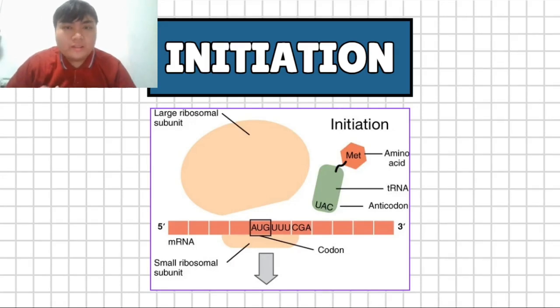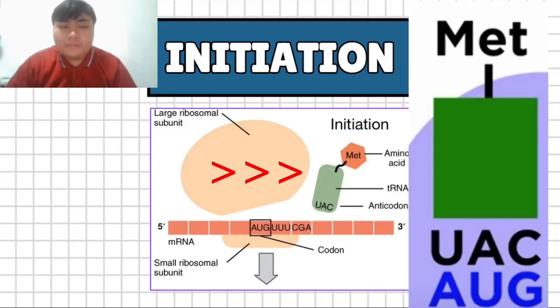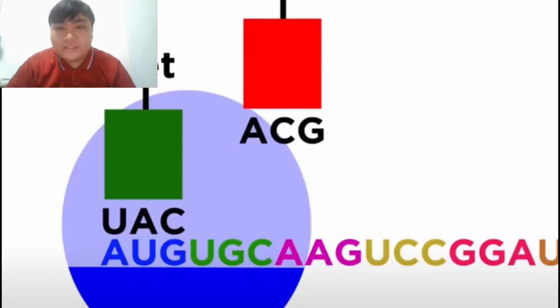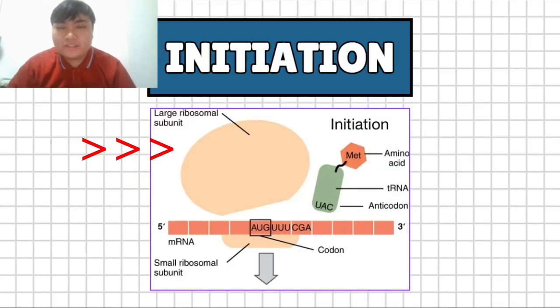In initiation, the ribosome attaches to the 5' end of the mRNA. What's mRNA? That's right, messenger RNA. And it scans for the start codon, AUG, which always codes for methionine, which is one of your 20 essential amino acids. So every protein begins with methionine. Once the start is found, the first tRNA binds to it, and the large ribosomal subunit joins in, and the process is ready to begin.